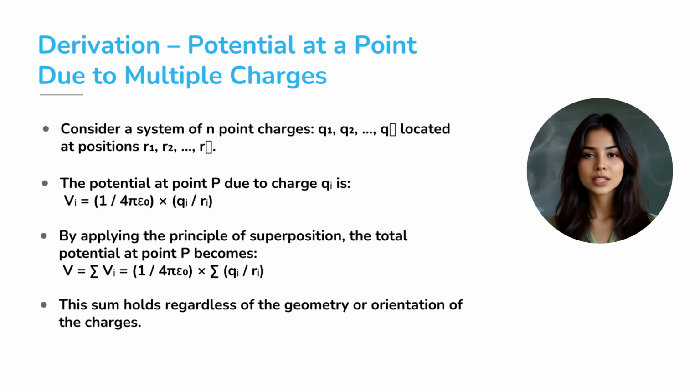So the total potential at point P becomes V equals summation from i equals 1 to n of Vi, which is V equals 1 by 4 pi epsilon naught multiplied by summation of Qi over Ri. What's beautiful about this is, it doesn't matter where those charges are placed in space or whether they are positive or negative, you simply plug in the distances and signs and sum the results.